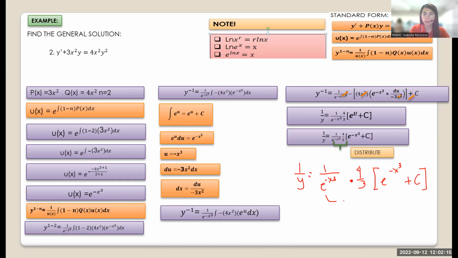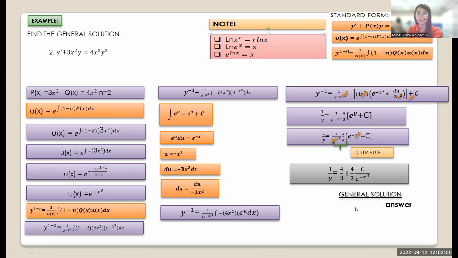So if you are going to distribute this one inside our quantity, ang mangyayari, you have e raised to negative x cubed divided by e raised to negative x cubed. So basically, that will be eliminated, diba? So therefore, you will be having 4/3 plus c over e raised to negative x cubed. Kasi itong dalawang to, i-distribute natin sa e raised to negative x cubed, i-distribute din natin siya sa c ninyo. Okay? Na-gets ba? So, simplifying, what is your general solution for this one?